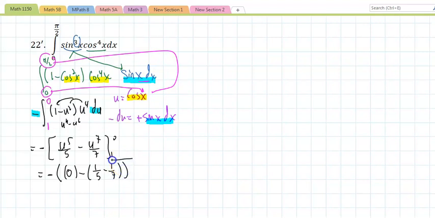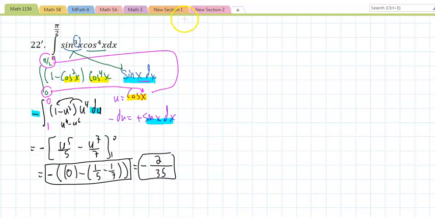Keep in mind, on a test, there's nothing wrong with this answer. For the back of the book, you should really simplify and you'll get a negative. And let me see, that will be 7 minus 5. 7 minus 5 is 2 over 35. So anything that's boxed on the exam is allowed.